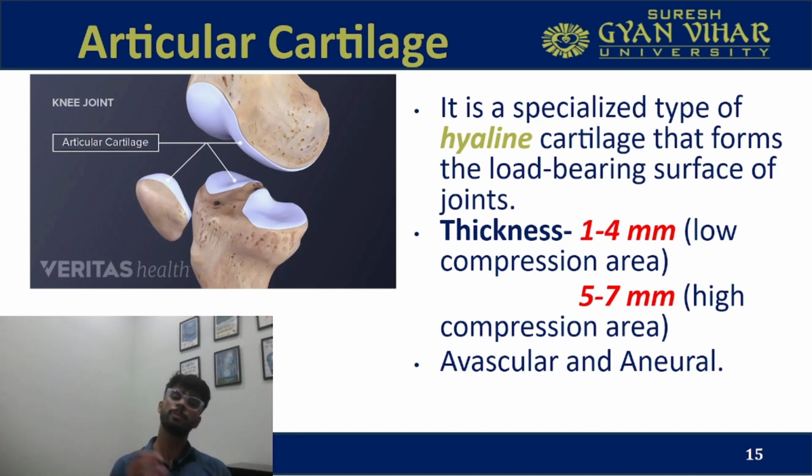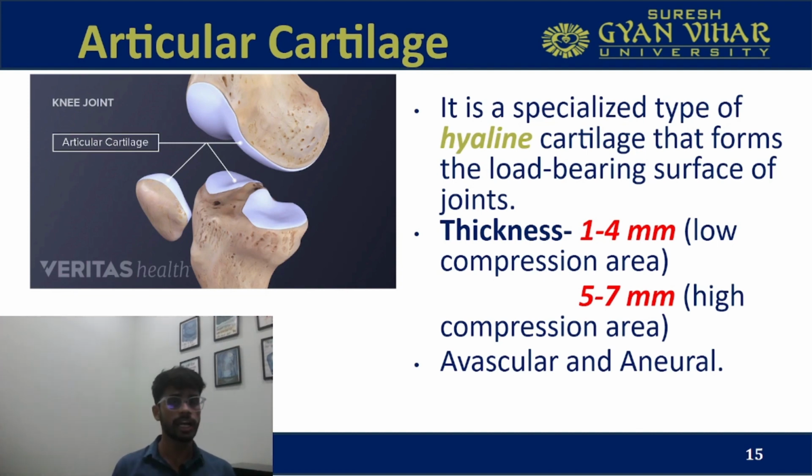Articular cartilage is a special type of hyaline cartilage that forms the load-bearing surface of the joint. As I told you in earlier slides, hyaline cartilage is made up of type 2 collagen fibers. Remember, the thickness of articular cartilage will be 1 to 4 millimeters in areas where compression is low. If the compressive forces are high in a particular area, then the thickness of this articular cartilage is 5 to 7 millimeters.